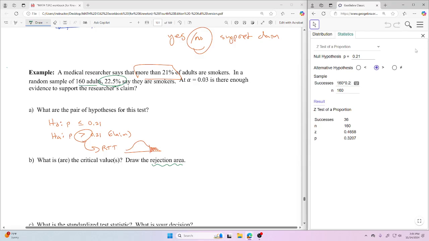Here we go. I'm going to click off of it. There we go. So that was 36, basically. 36 people are smokers out of the 160.